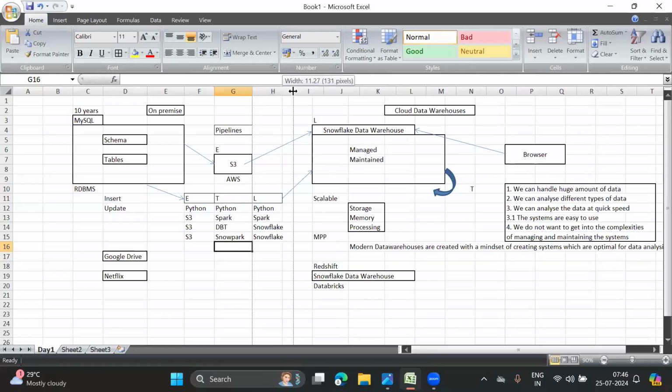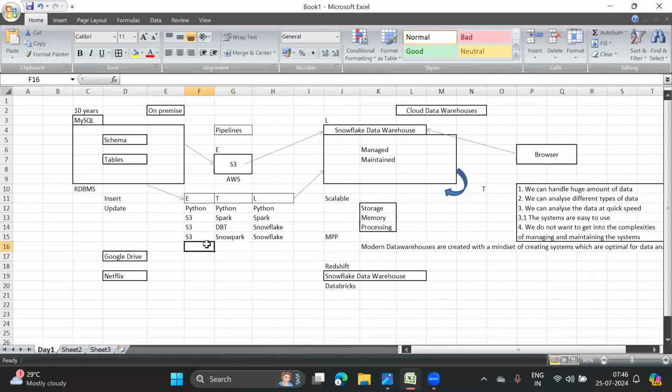Okay, so one more pipeline which I want to mention over here. You do the extraction in S3, then you do the transformation using, for example, Databricks, right? You can do the transformation using AWS Glue as well, right? So as a data engineer, we will understand all these things. So for the transformation, there is Databricks.